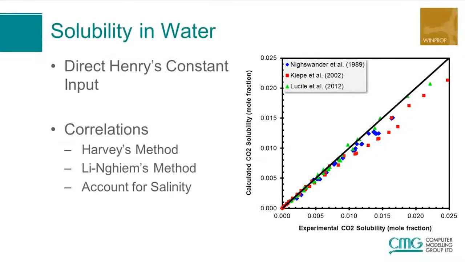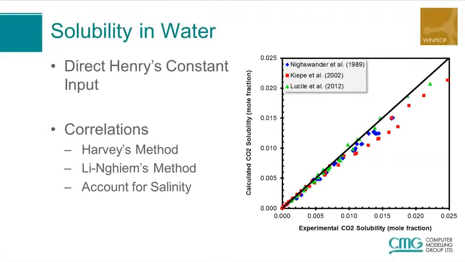When carbon dioxide is dissolving into the oil and swelling the oil phase, it can also partition into the water phase. In order to model the solubility of the gas in the water phase, we use Henry's model. In GEM and WinProp, you have the option to directly input the Henry's constant parameter that you already matched with the experimental data into the reservoir model.